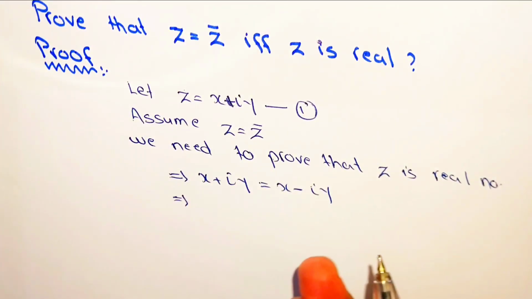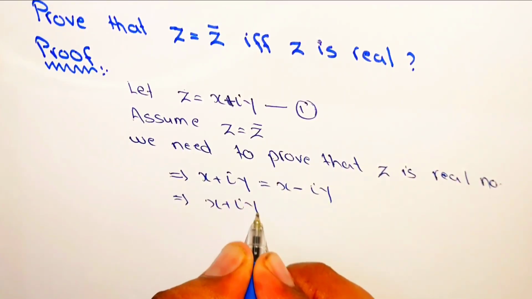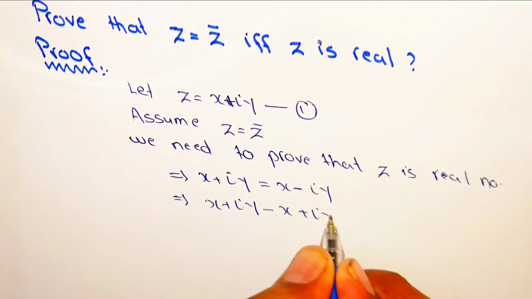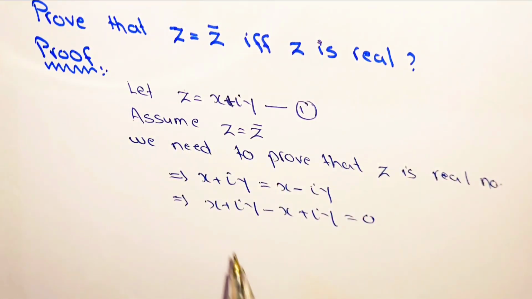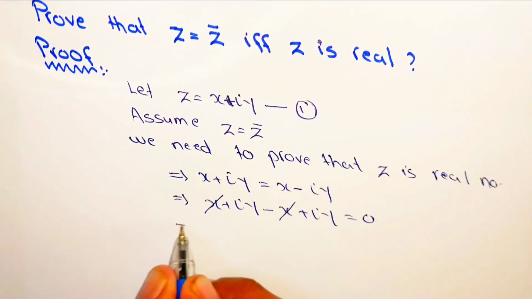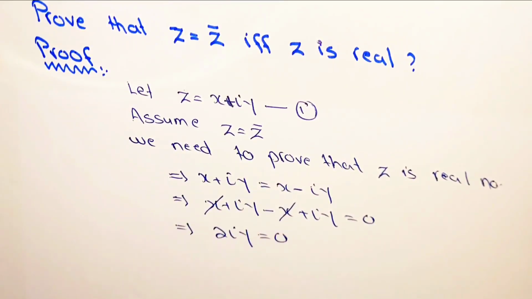This implies that now shift the right side value to the left side: x plus iota y minus x plus iota y is equal to 0. Now the real part will cancel with the real part because one is in minus form and one is in plus form. So this implies that 2 iota y is equal to 0. Now there are two numbers: one is 2 iota, which is an imaginary number, and one is y, which is a real number. And the product of these both numbers is 0.